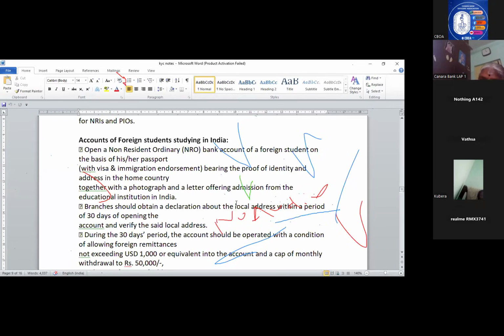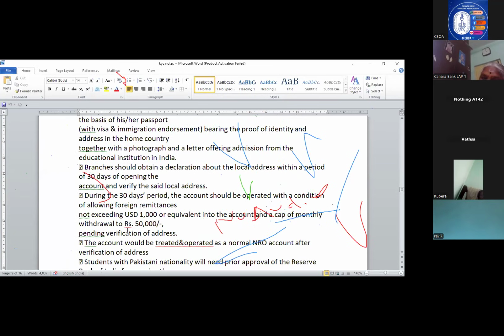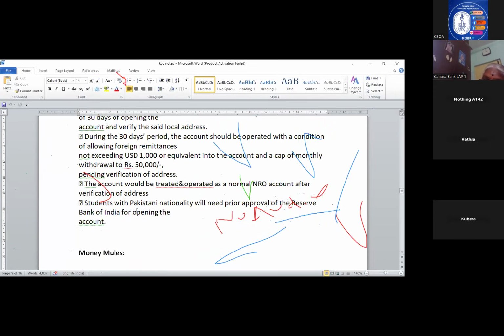But for this 30 days, what can be done means he will be able to receive only $1,000, and in the Indian value, it is 50,000. Any one of these only he can have, and he should operate the account within this amount only. Once he submits the proper local address, like his accommodation letter or his admission letter, then the account can be a normal NRO account where he can do all the transactions. And for students with Pakistan nationality, we need prior approval from Reserve Bank of India.